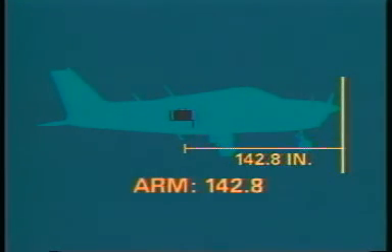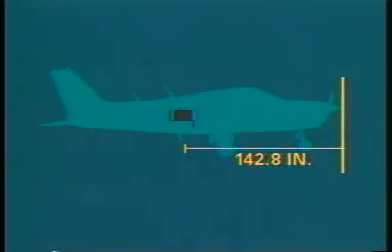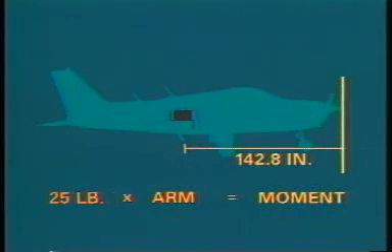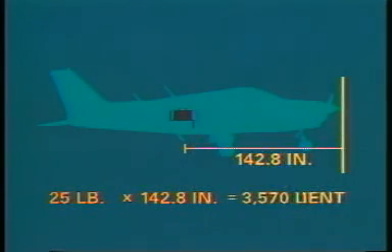Since the baggage area for this aircraft is located 142.8 inches aft of the datum, its arm is considered to be 142.8. If you multiply the weight of an object by its arm, you get its moment. For example, the weight of the suitcase is 25 pounds. Multiplying this weight by the arm results in a moment of 3,570 pound-inches.